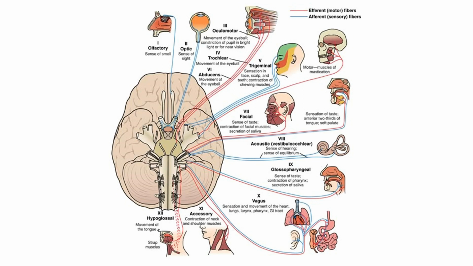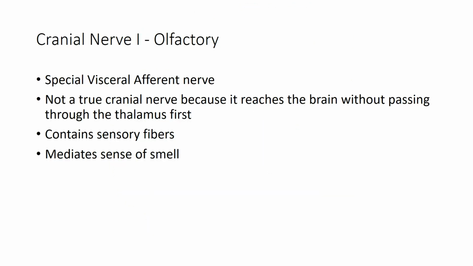This image provides a global overview of all 12 of the cranial nerves, including its number, its name, a brief introduction to its function, and red lines indicating efferent activation and blue lines indicating afferent or sensory activation. So this is a place you can go for kind of a visual overview of everything the cranial nerves do. We're going to cover each one in turn.